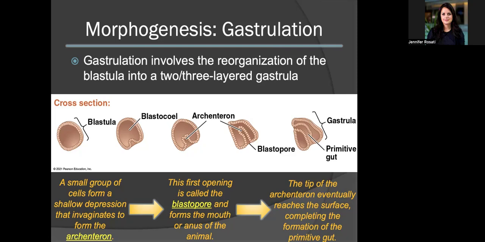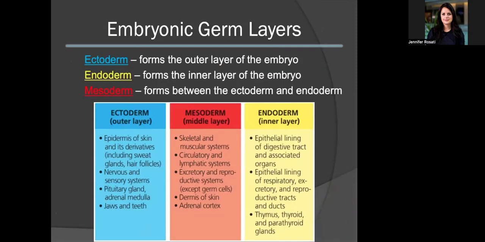At this stage, the embryo will have 2 or 3 layers. The embryonic germ layers include ectoderm, endoderm, and mesoderm. Most 2-layered embryos contain ectoderm and endoderm. 3-layered embryos will then have the extra germ layer of mesoderm. Ectoderm typically forms the outer layer of the embryo. This will eventually develop into the epidermis, sweat glands, hair follicles, nervous and sensory systems, pituitary gland, the adrenal medulla, as well as the jaws and teeth.